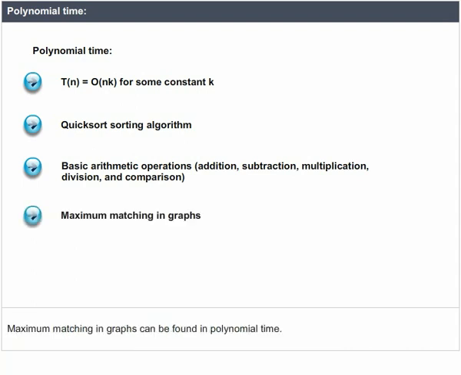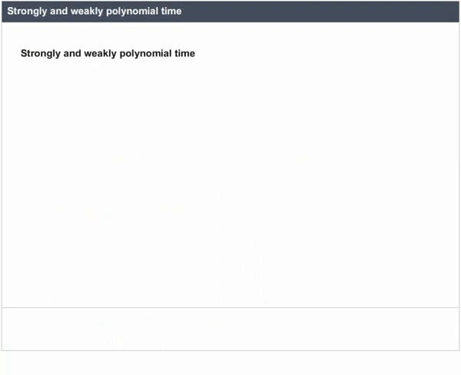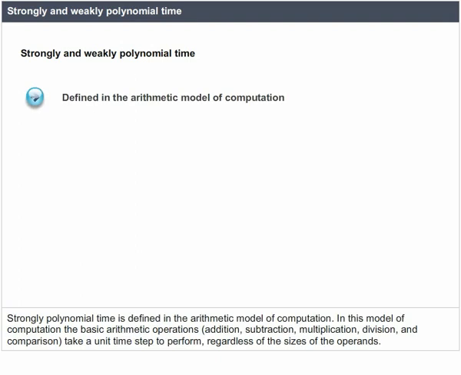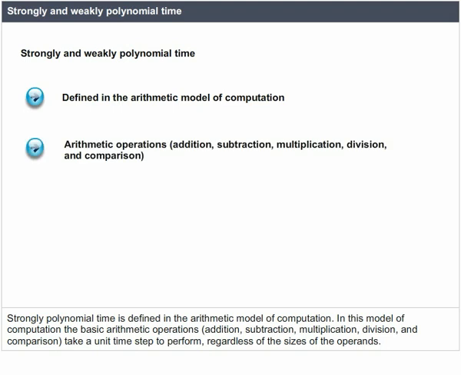Strong and weak polynomial time. These two concepts are only relevant if the inputs to the algorithm consist of integers. Strong polynomial time is defined in the arithmetic model of computation. In this model of computation, the basic arithmetic operations, addition, subtraction, multiplication, division, and comparison, take a unit time step to perform, regardless of the sizes of the operands.